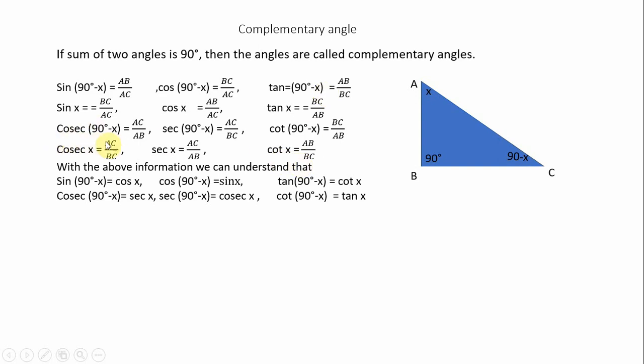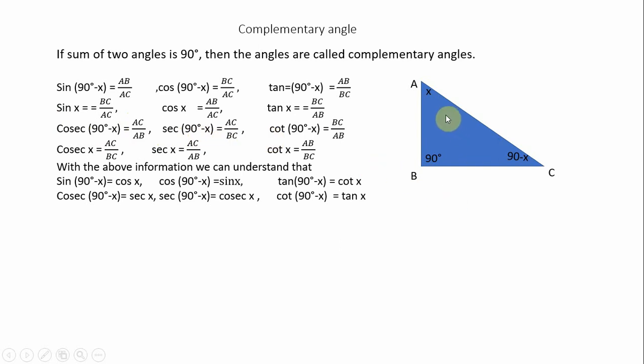Now coming to the cosecant 90 minus x. 90 minus x is theta here. Cosecant means what? Hypotenuse by opposite side, the inverse of sine. Sine is opposite side by hypotenuse. So cosecant will be equal to hypotenuse by opposite side. Hypotenuse is equal to AC and opposite side is equal to AB. So cosecant 90 minus x is equal to AC by AB.